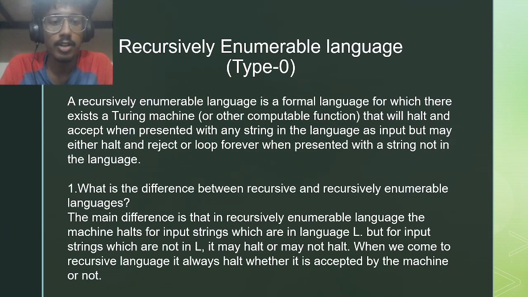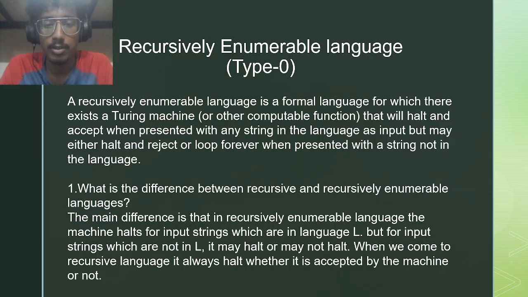A recursively enumerable language is a formal language for which there exists a Turing machine that will halt and accept when presented with any string in the language as input, but may either halt and reject or loop forever when presented with a string not in the language.